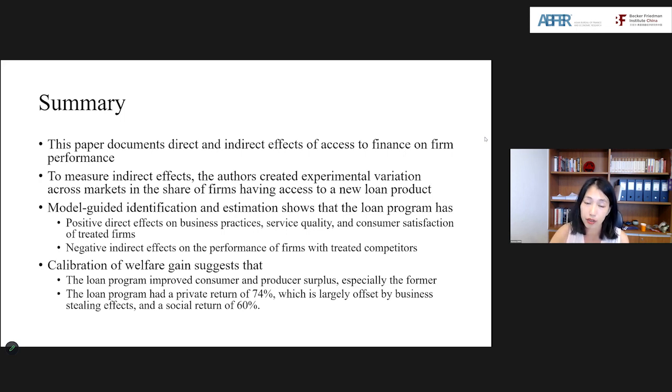After this identification, because it's linked to the model, it's also able to provide a precise calculation of welfare gain. And this welfare estimation suggests that the loan program improves consumer and producer surplus. But it's more about the former, because the producer surplus is largely offset by the indirect effects. It also shows that the loan program had a private return of 74%. Again, it's largely offset by the business stealing effects. And the overall social return is still as high as 60%. So despite the negative effects, they still come up with a very high positive social return, thanks to the accounting of the indirect effects on various resources.